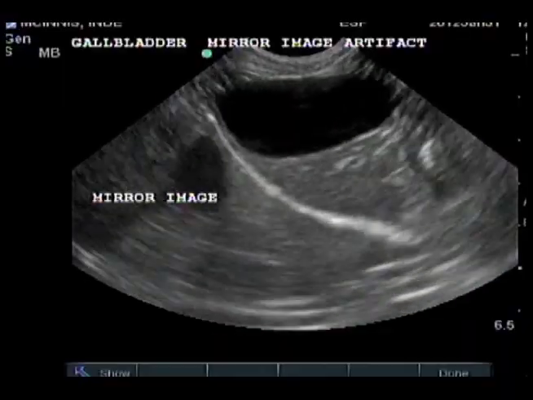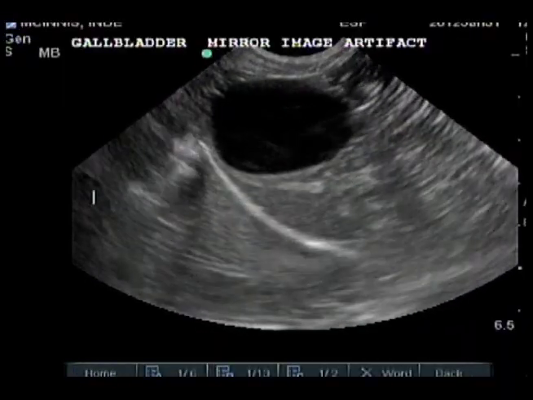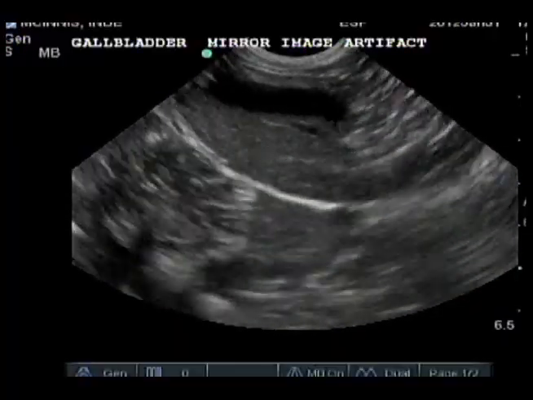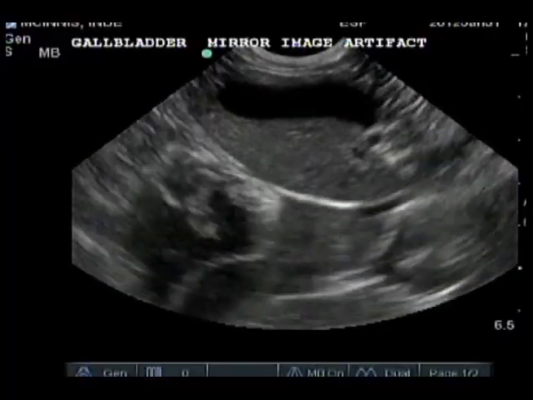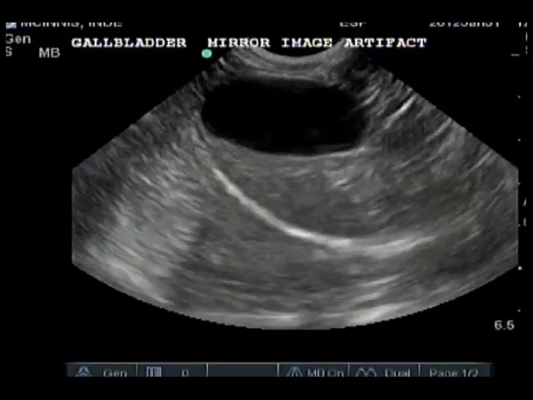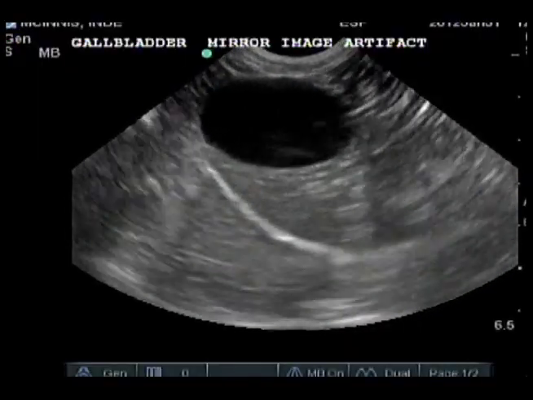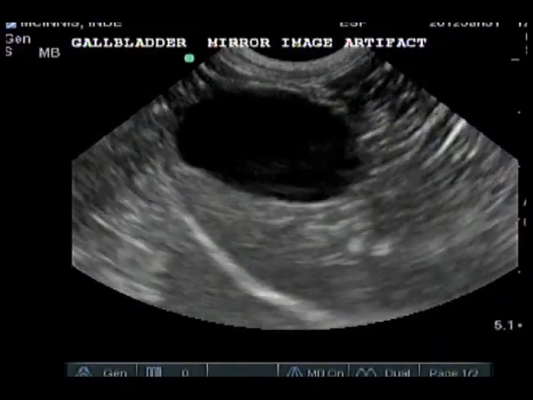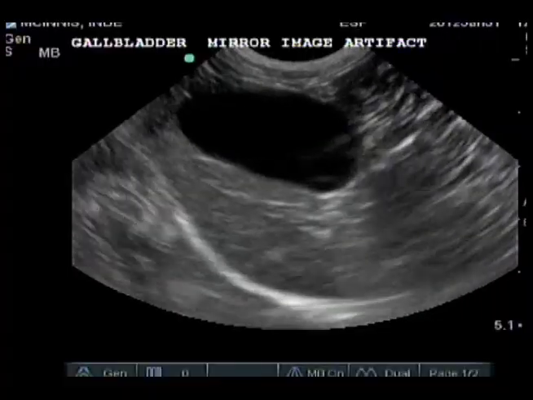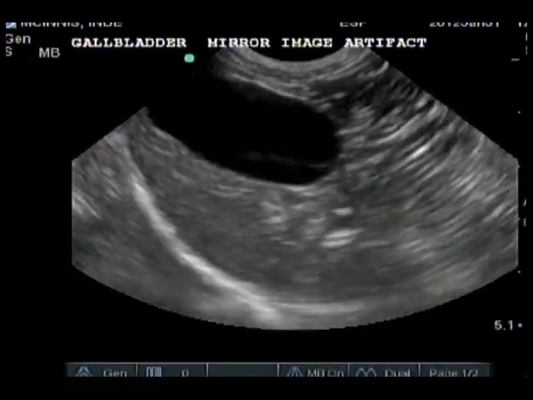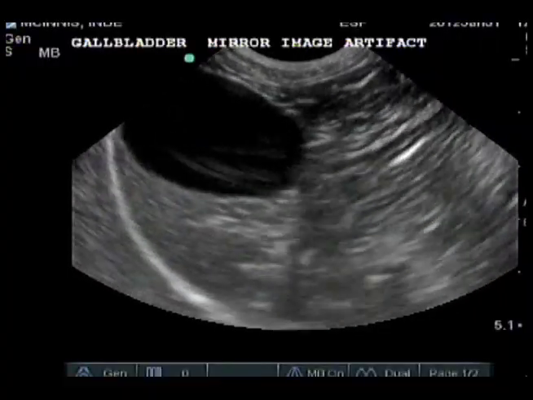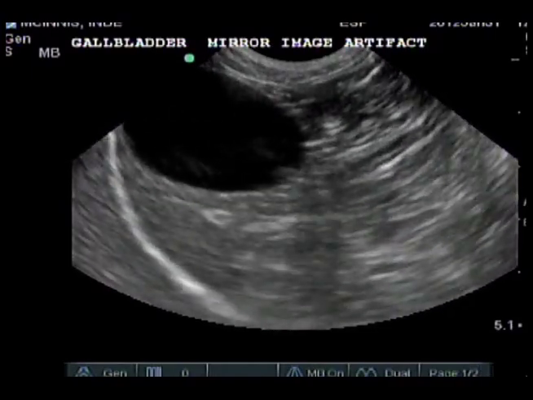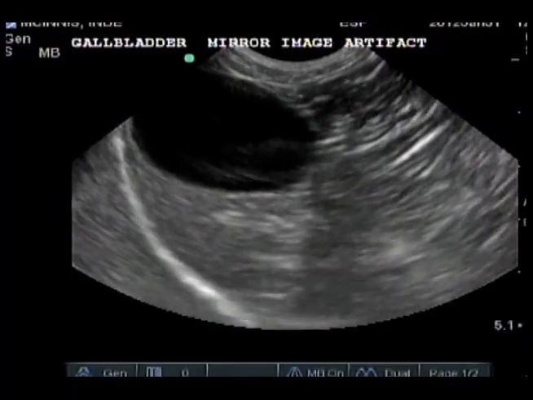It is important to recognize mirror image artifact. Do not automatically dismiss everything on the thoracic side of the diaphragm as mirror image. The heart, thoracic masses, or pleural effusions in direct contact with the diaphragm will also be seen. Adjusting depth to fill the ultrasound screen with liver helps reduce the mirror image artifact. Placing the diaphragm to the left side of the ultrasound screen also reduces this artifact.